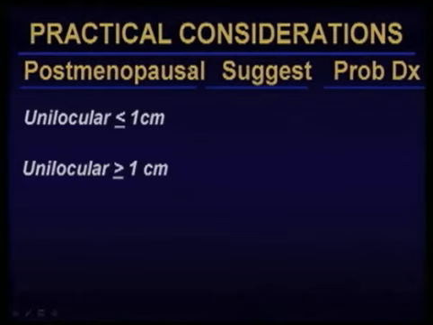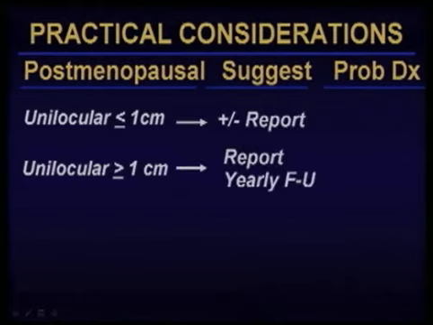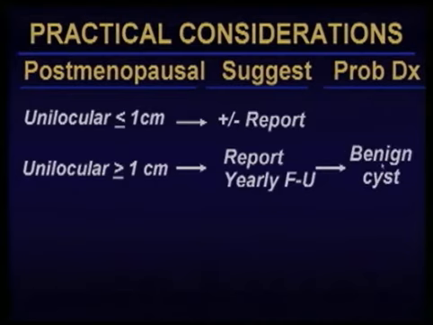If you have a postmenopausal woman and you have a very small cyst, that is less than a centimeter, consider not even mentioning it in your report. Greater than 1 centimeter, between it and 7 centimeters, do yearly follow-up because we are thinking that these are going to be benign neoplasm. That means a benign cystadenoma.